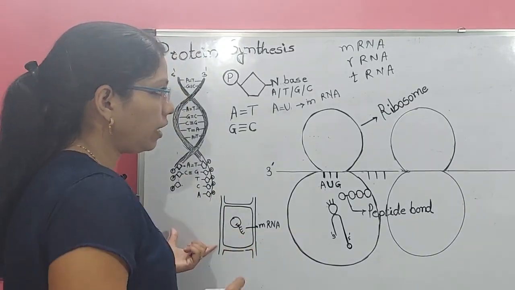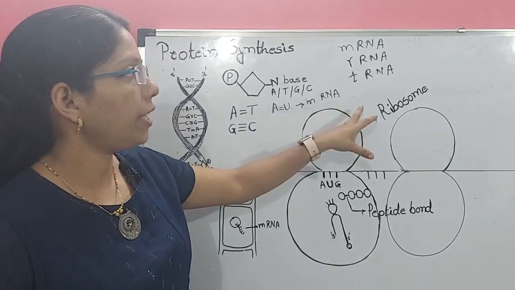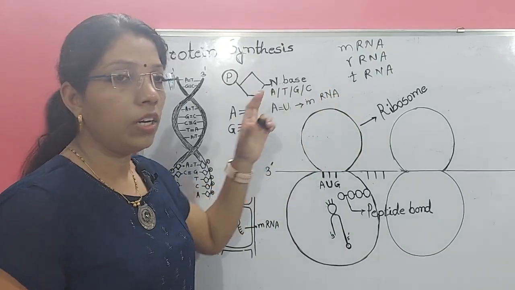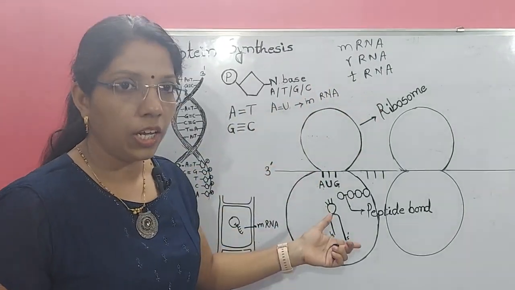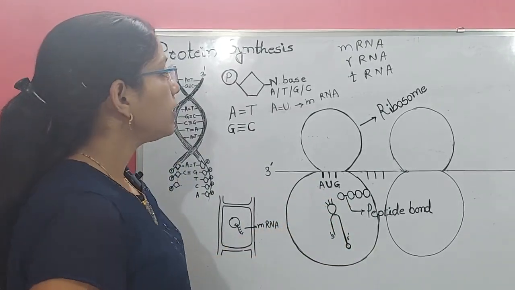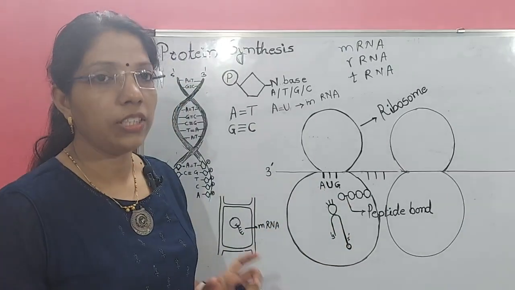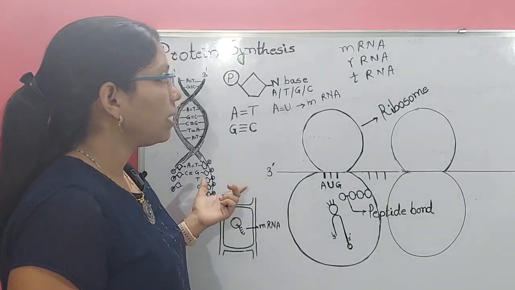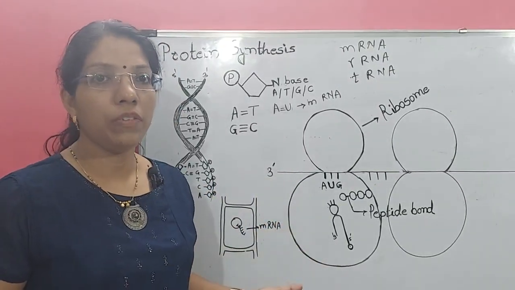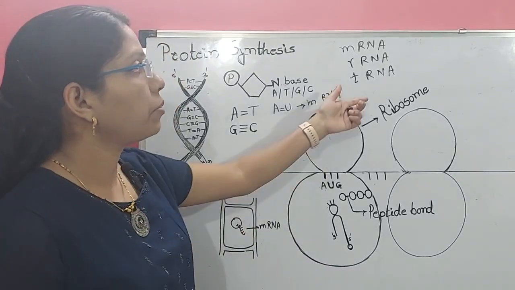So DNA with the help of RNA, all these three RNA are involved. DNA with the help of RNA synthesizes protein, and that process is called the central dogma of protein synthesis. So central dogma means DNA is a genetic material in all living organisms, and there are three types of RNA.